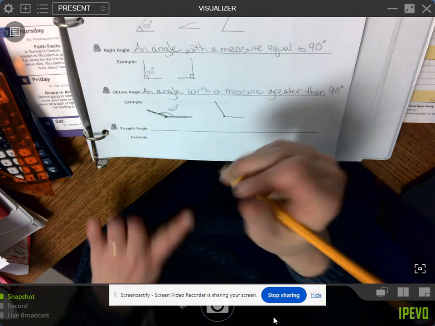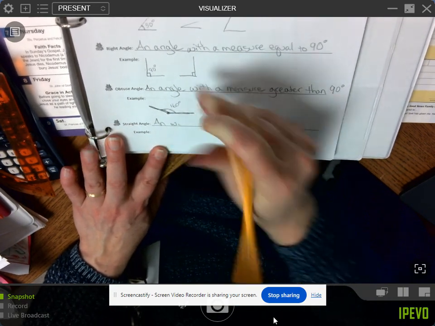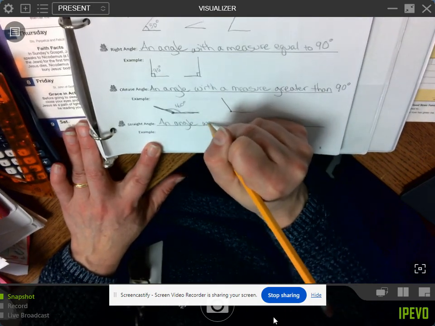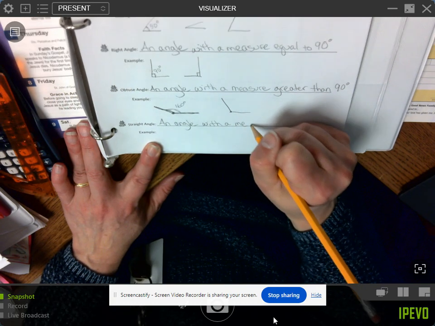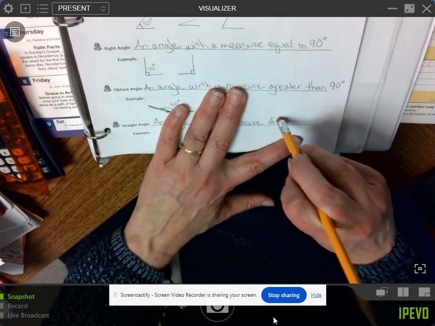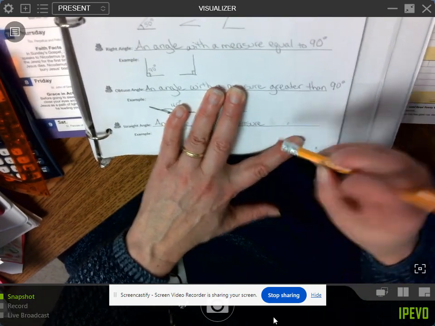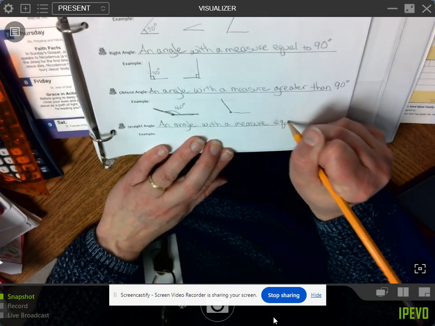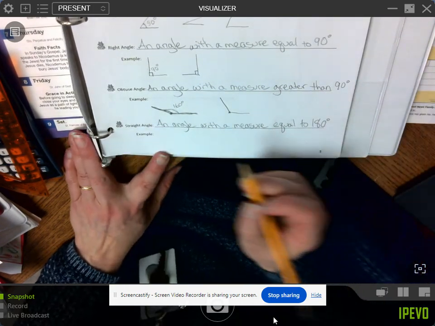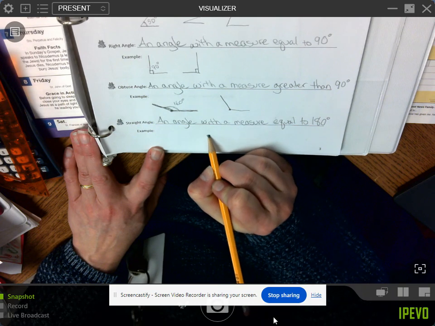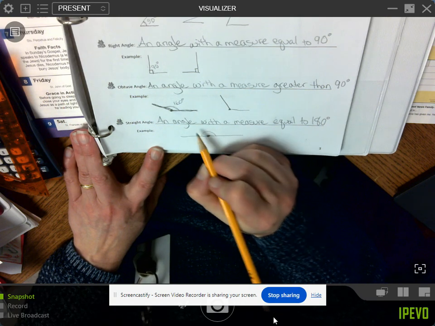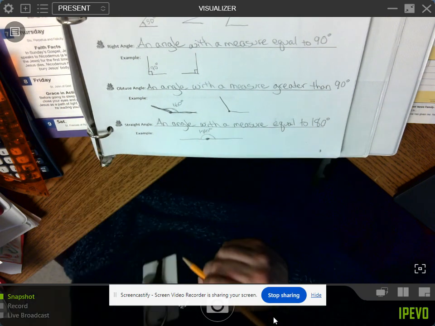An angle with, oops, I forgot to write angle. An angle with a measure equal to, just like the right angle was equal to, the straight angle is equal to 180 degrees. So we've got our vertex, we've got one side, and we've got the other side, and it makes a full 180 degree angle.